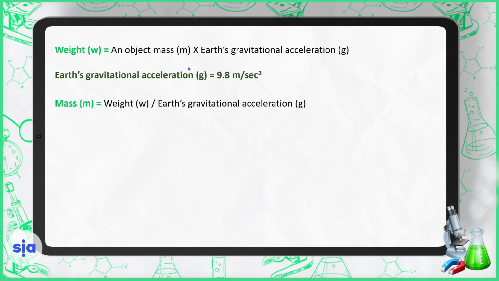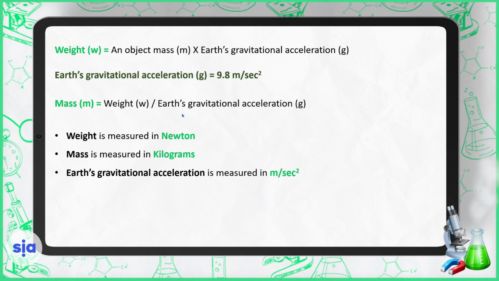From the above equation, we can conclude that if we want to calculate mass, it's weight divided by the Earth's gravitational acceleration. Again, weight is measured in Newton because it's a force. Mass is measured in kilograms, and the Earth's gravitational acceleration is measured in meters per second square. Here is the equation.